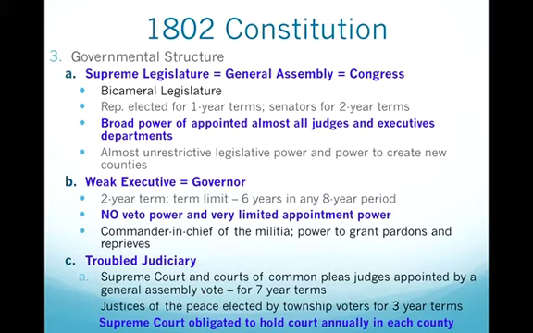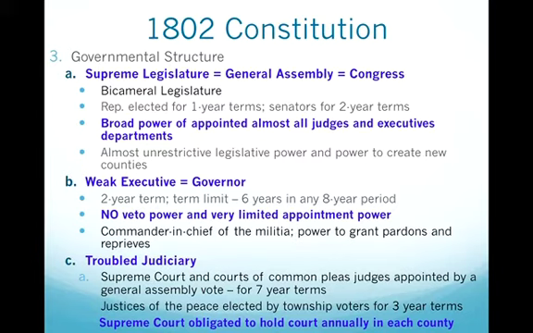The governor would serve a 2-year term. He was term limited to 6 years in any 8-year period. No veto power and very limited appointment power. He was the commander-in-chief of the state militia and had the power to grant pardons and reprieves. Very, very limited power there.